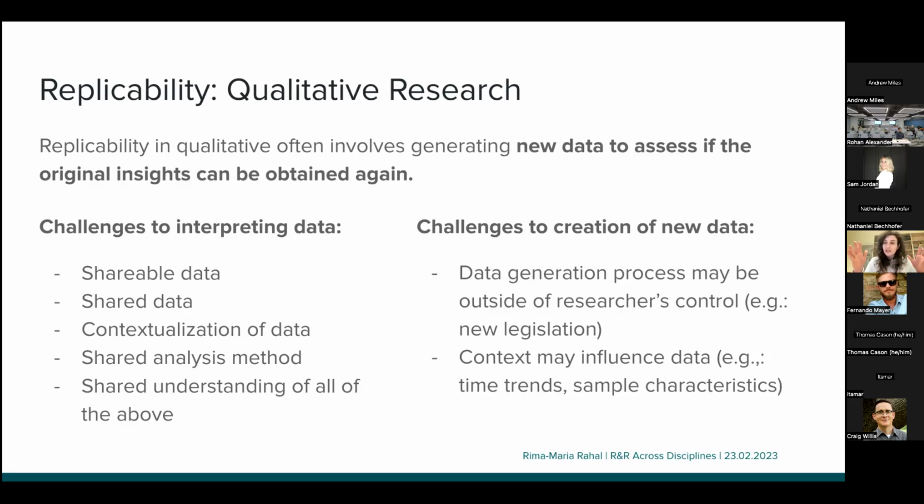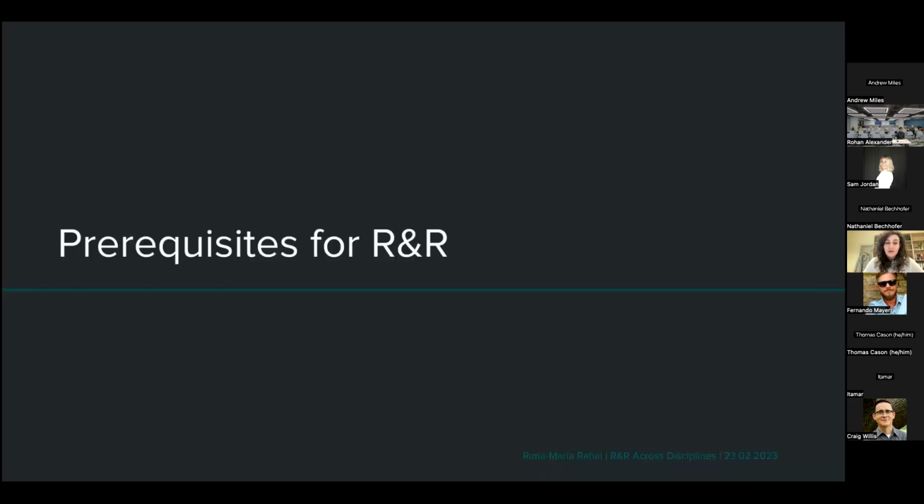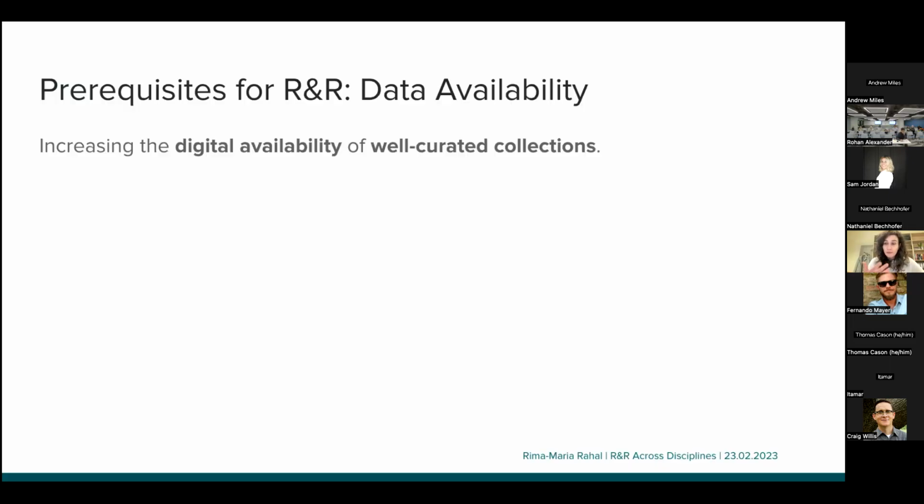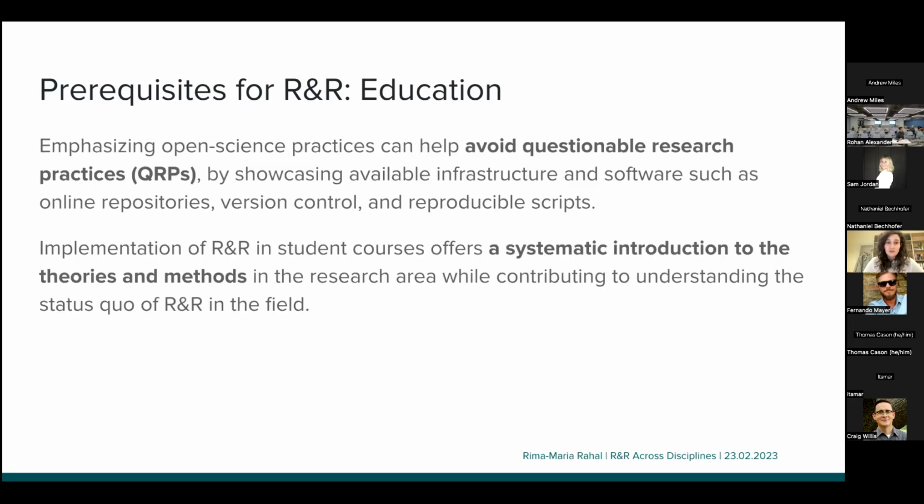Although we thought that this would be the full scope of what we would be doing, we also saw that projects tended to be interested in prerequisites for reproducibility and replicability. And they talked about these prerequisites particularly in terms of data availability. So increasing the data availability of well-curated collections of data, be it about archaeological artifacts or data such as from the social surveys. And they also talked about prerequisites for replicability and reproducibility in terms of education. Raising awareness for methods of R&R is crucial for future researchers and can be effective in creating a cultural change. And therefore, this also played an important role in these projects.